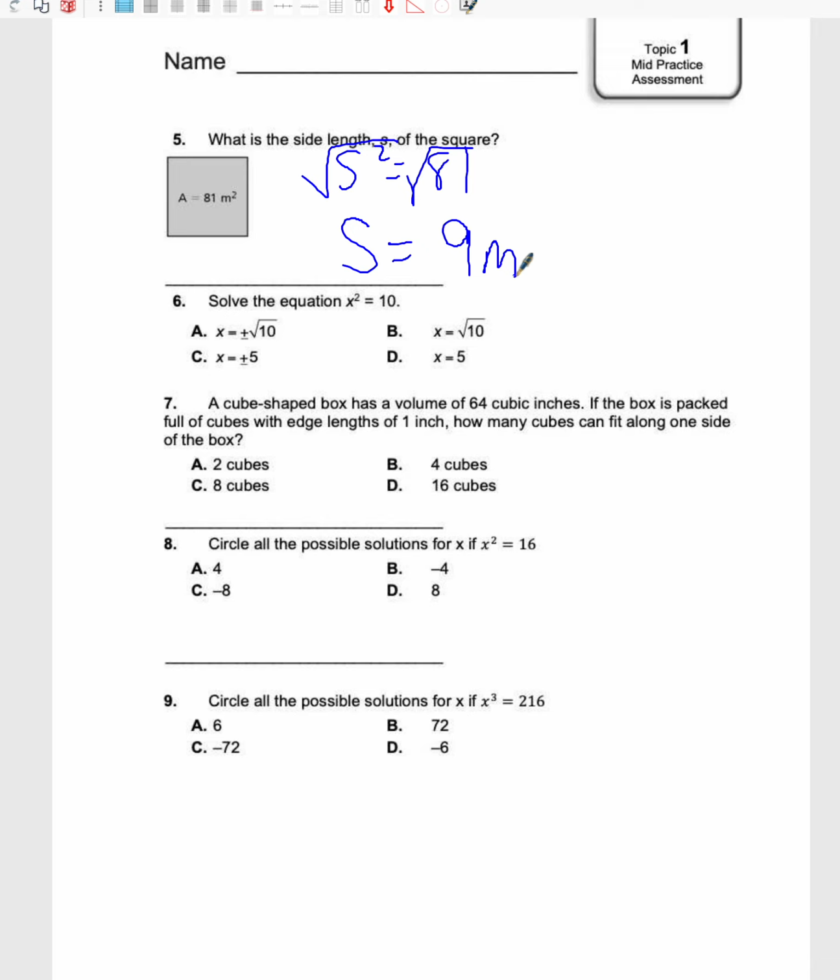Or 9 meters. 9 meters. All right, number 6. Solve the equation x squared equals 10. It would actually equal positive or negative square root of 10, because 10 is not a perfect square. So we leave it as a radical, and we want to make sure that we cover the positive value and the negative value. It could be positive square root of 10 or negative square root of 10. Okay?